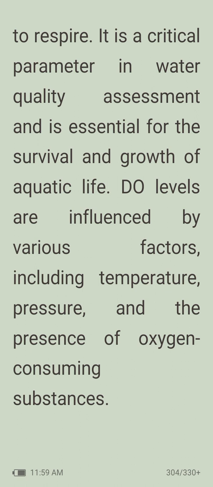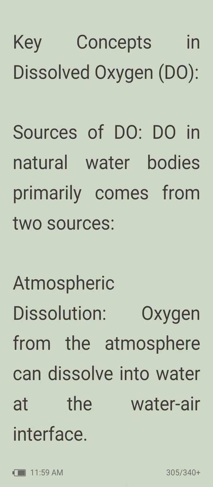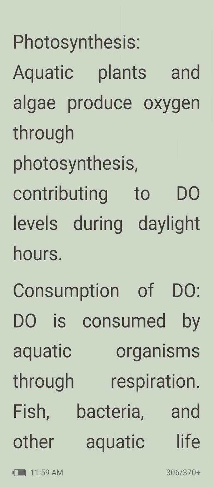So DO levels are influenced by various factors including temperature, pressure and the presence of oxygen consuming substances. Key concepts in dissolved oxygen. Source of DO. DO in natural water bodies primarily comes from two sources, like atmospheric dissolution. Oxygen from the atmosphere can dissolve into water at the water-air interface. Then photosynthesis. Aquatic plants and algae produce oxygen through photosynthesis, contributing to DO levels during the daylight cycle.